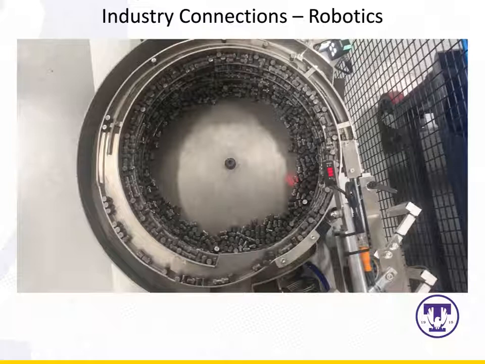Today we're going to be talking about robotics. So we've introduced two types of motion so far. One was pneumatic cylinder-driven motion. The second type of motion was linear motion controlled by a linear servo or a linear stepper motor.